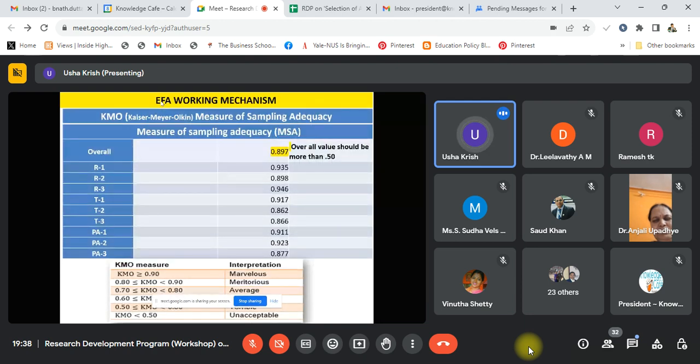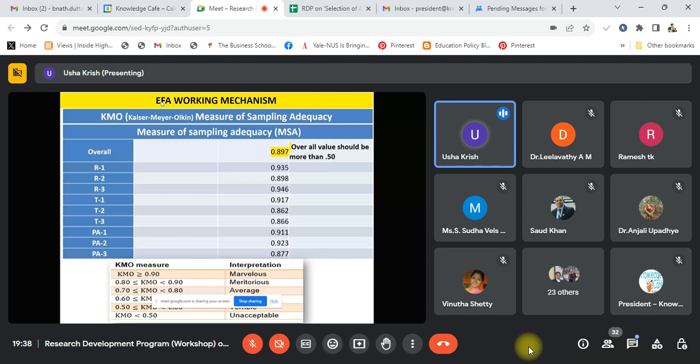The second table which comes in exploratory factor analysis is KMO. The author name is mentioned there. So KMO, measure of sampling adequacy. Here, what we should observe is that the overall value should be more than 0.50.